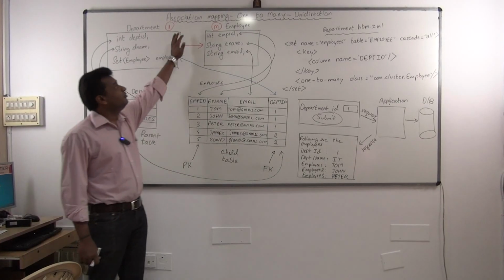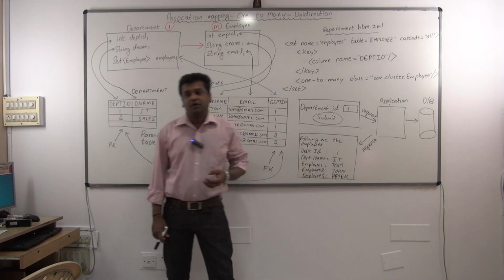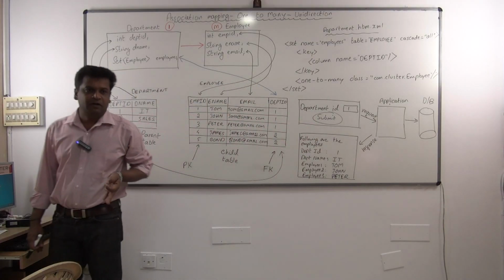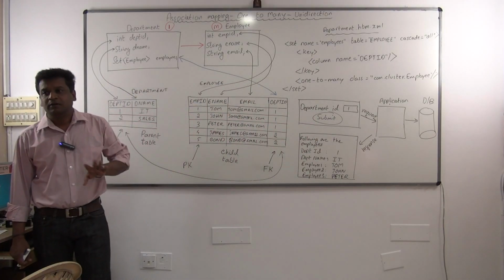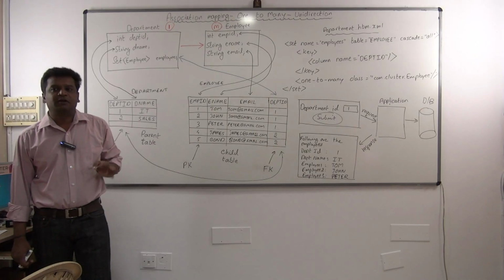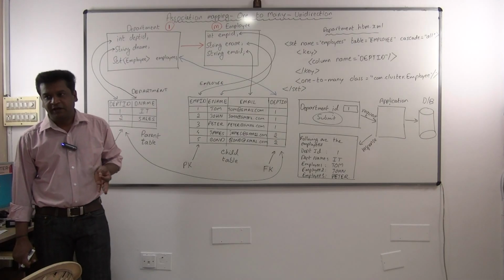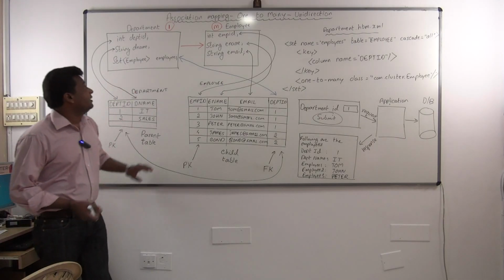Okay, today's class will be going with association mapping, one-to-many unidirection. This is one of the most important mappings, which is used extensively in projects and coding, in all your companies. So practice this example a lot. This is the most important example of Hibernate. Okay, let's understand that.